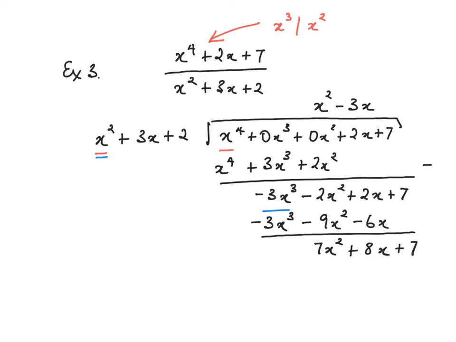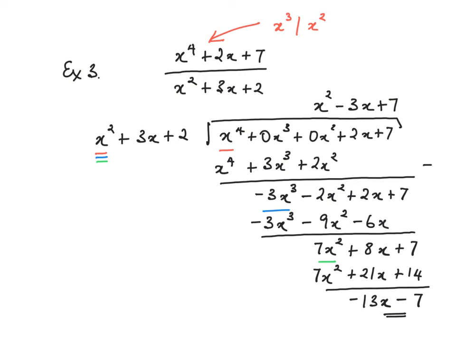So we've got one last operation then. What do I multiply this x squared by to get 7x squared? I multiply by 7, put the 7 here. 7 times x squared. 7 times 3 is 21x. 7 times 2 is 14. Subtract. 8 take away 21 is minus 13. And 7 take away 14 is minus 7.